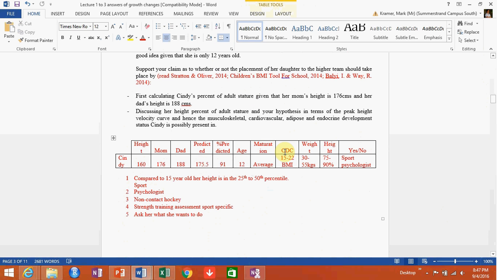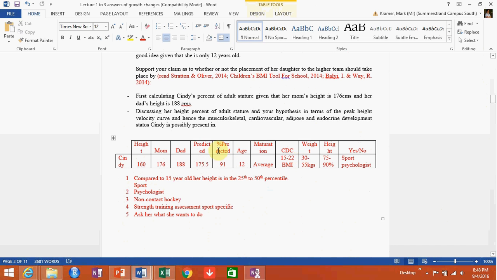So if we look at the CDC charts and her weight and her height, we did not look at weight, but we know that she's an average maturer, so she will be getting all those specific musculoskeletal changes. Her sigmoid growth will increase, so she will have muscle mass improvements, but as I mentioned already in the previous video, she will also have increased fat mass gain, and secondary sex characteristics coming on.